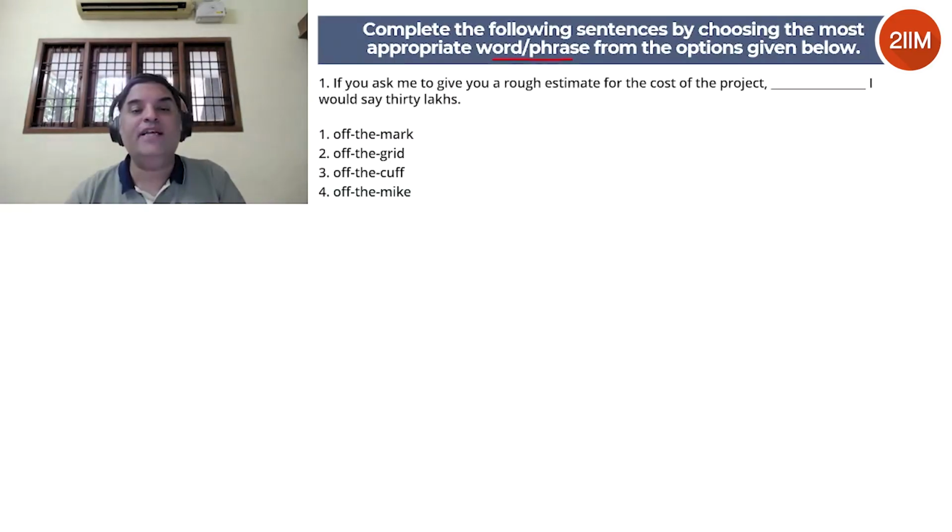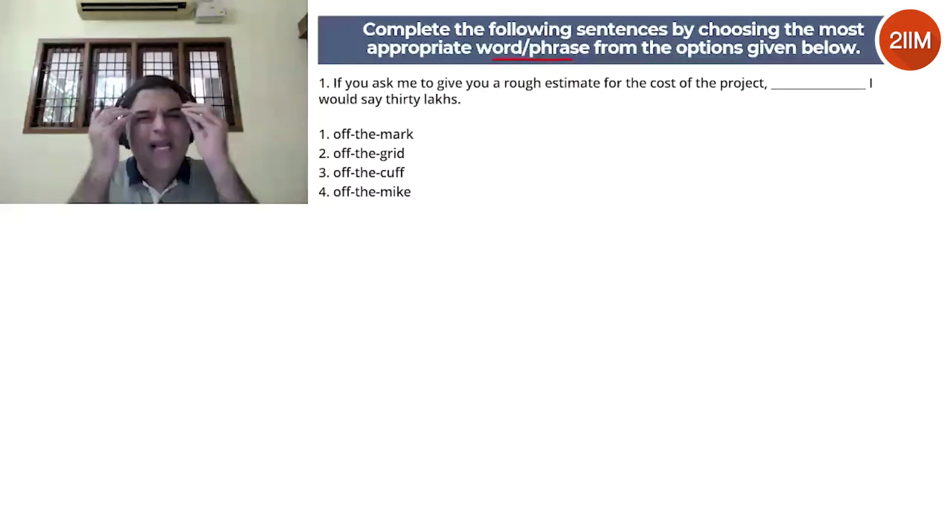Now, the first thing is you should always read the sentence first. Don't look at the options directly. First, read the sentence, understand it, make a broad guess in your head, and then look at the options. That's the best way to solve these questions. So let's look at this. If you ask me to give you a rough estimate for the cost of the project, blank, I would say 30 lakhs. All right. Now, what could fit here?